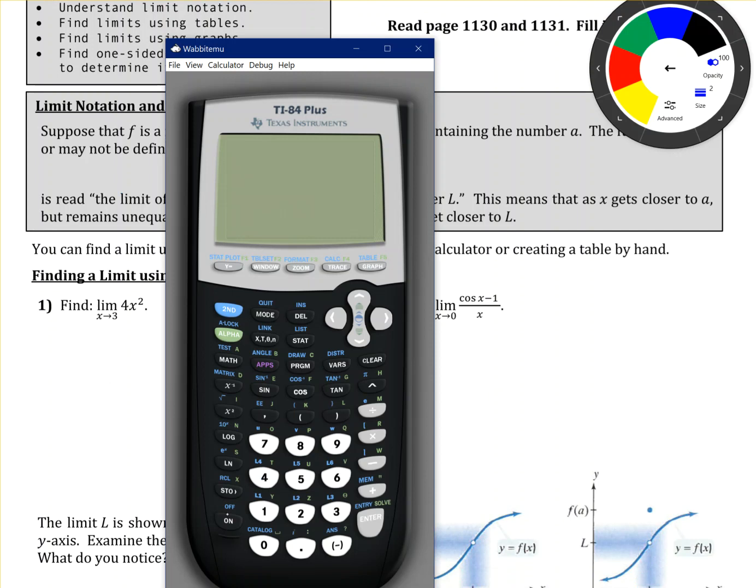So if we say limit as x goes to 3 of 4x squared, let's punch in 4x squared here. Let's go to table setup. We want to get to 3, so let's start at, say, 2.9, and then go by 0.1. So now let's take a look at our table. Oops, I meant to go by 0.01. So let's actually do that real quick.